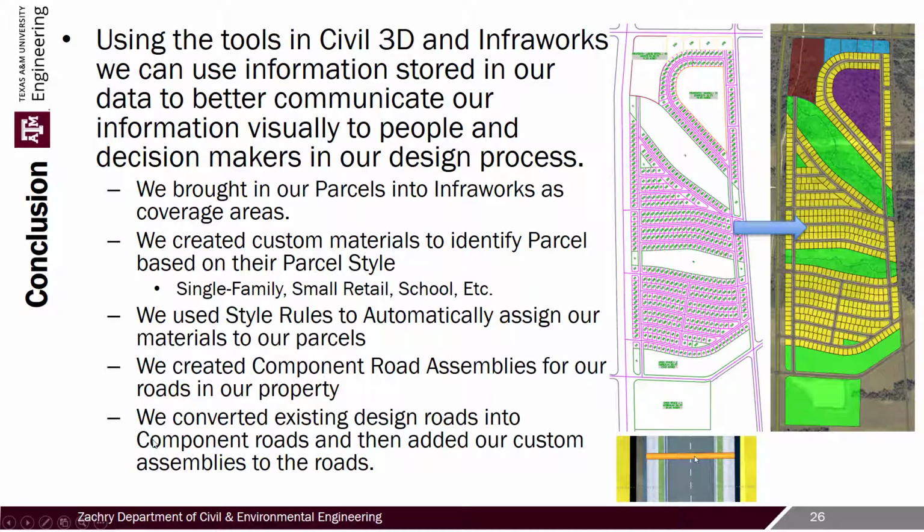So in conclusion, using the tools in Civil 3D and Infraworks, we can take the information that's stored in metadata, like the parcels or GIS information, and apply it visually to our design. And we can do that by using rules. We can create specific styles to accommodate it. So we brought in our parcels as coverage areas. We set the styles based on rules associated to single family, small retail, school, etc. We used the style rules to automatically assign the colors.